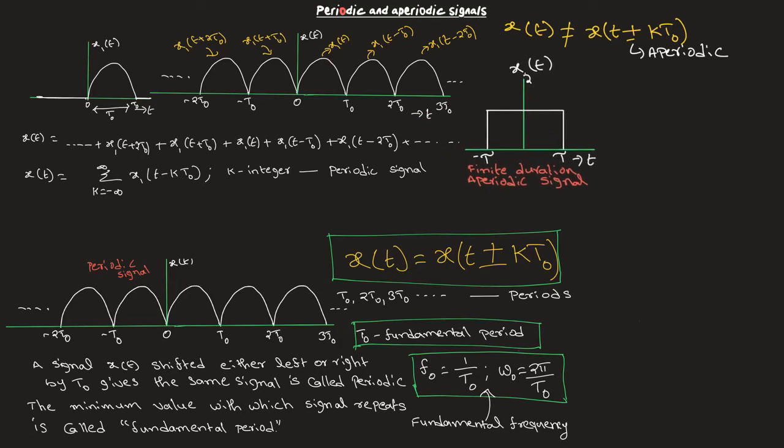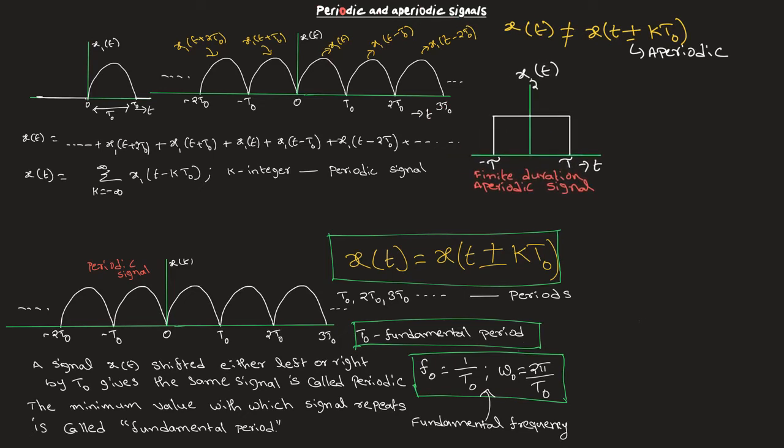First, this is a finite duration aperiodic signal. The signal is defined from minus tau to plus tau. Similarly, there is another aperiodic signal which can be defined like this. This is an infinite duration aperiodic signal. The signal is defined from minus infinity to plus infinity in an aperiodic manner.